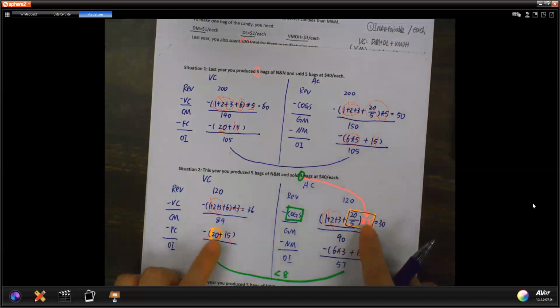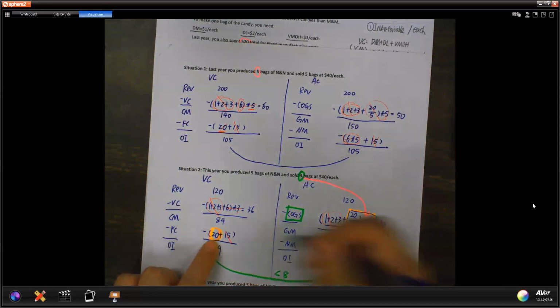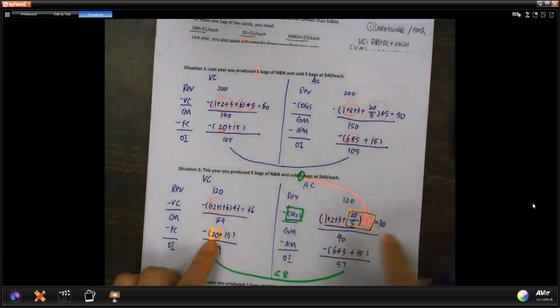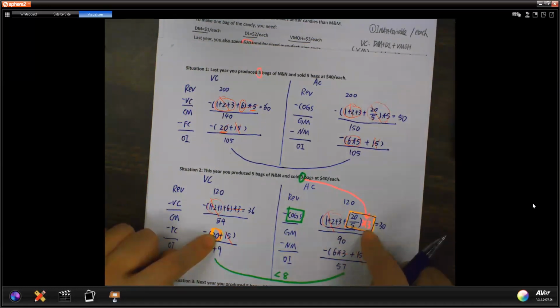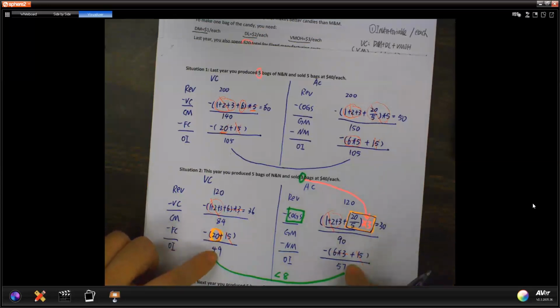So that's the reason you have an $8 difference. That is why you have an $8 difference here. You subtracted 20 here, you subtracted 12 there. So you subtract $8 more. That's the reason the bottom number will be $8 less.